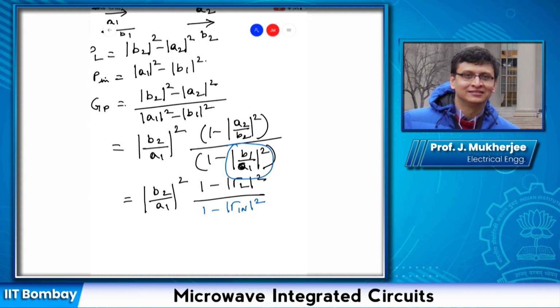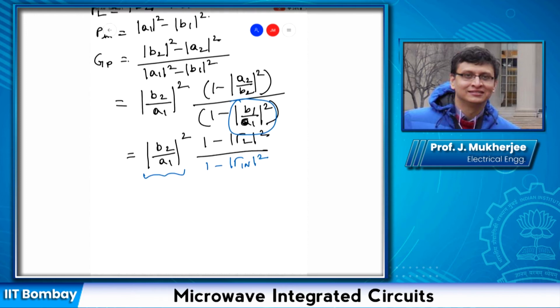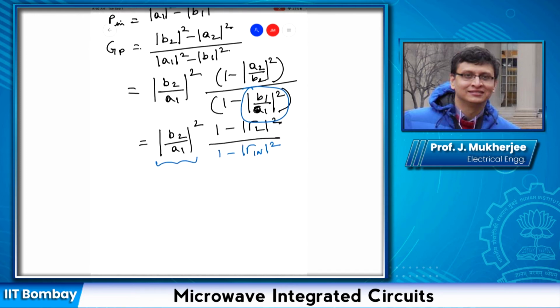Now, what is the value? We have to find out the value of this quantity. Let us try to find it out. Let me draw the input network once again.